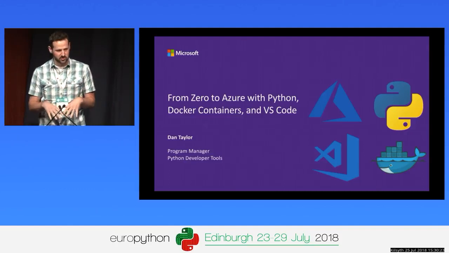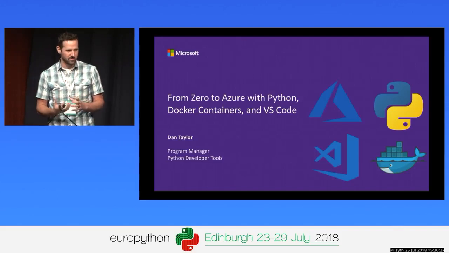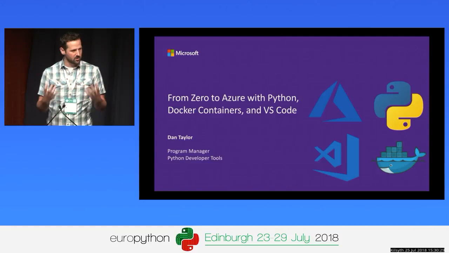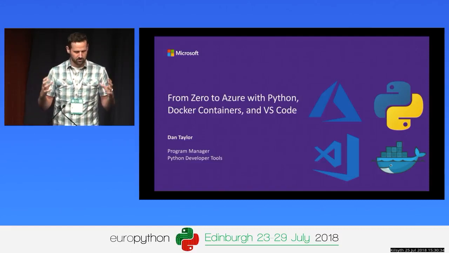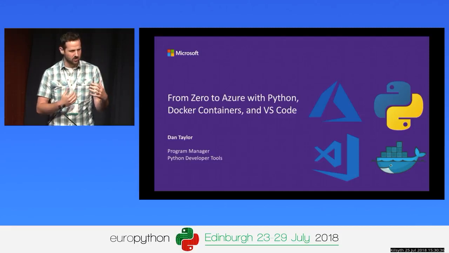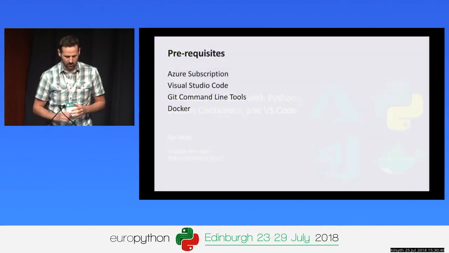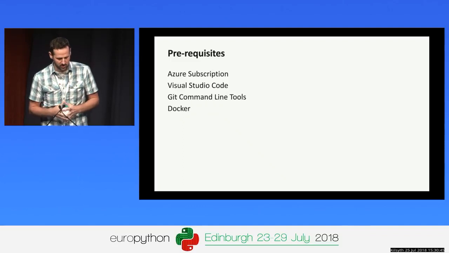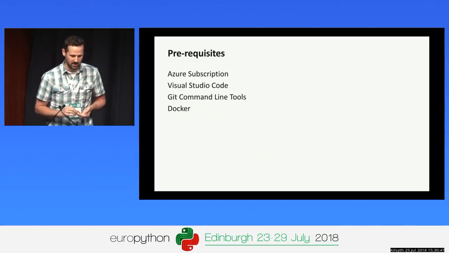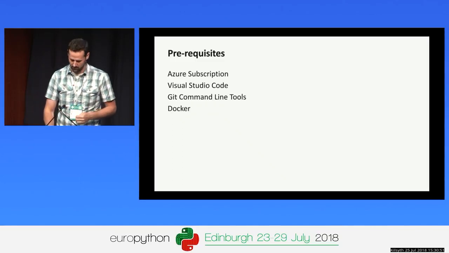This is a sponsored session, so I'm going to be going through how you can deploy a Python application to Azure in a Docker container using Visual Studio Code. Together with Azure and Visual Studio Code, you get a really productive developer experience. I'm going to show how we start with just these prerequisites here on the screen: an Azure subscription, Visual Studio Code, Git command line tools, and Docker, and how you can deploy an app starting from basically a command line.